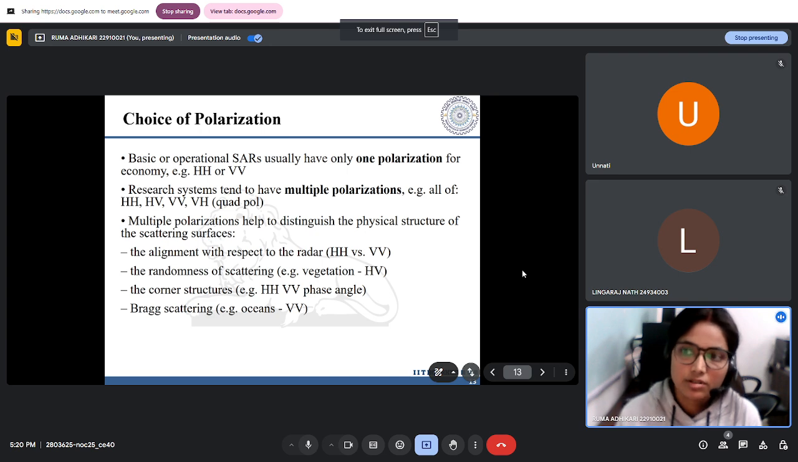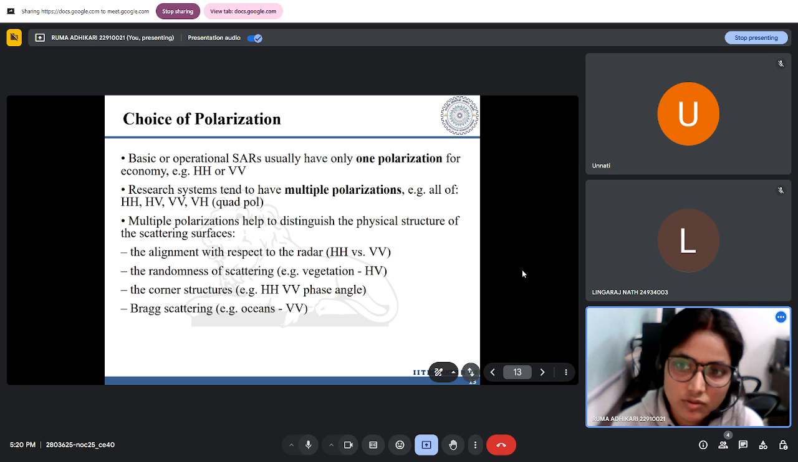Choice of polarization. Basic or operational SARs usually have only one polarization for economy, that is HH or VV, because it is not that heavy to do the mission. Research systems tend to have multiple polarizations. Those are heavy, and have all four types of polarization, called quad pole or full pole. All the possible polarizations it consists of, and it is very heavy, and these missions are costly. So these are not always open source, these are commercial.